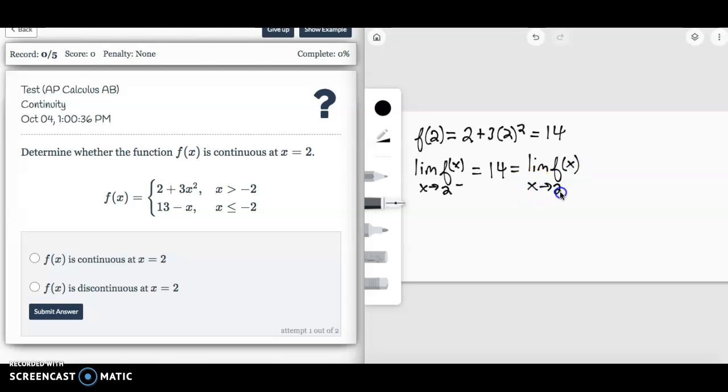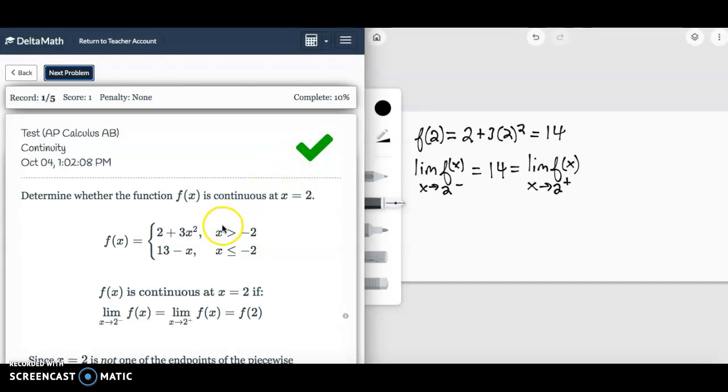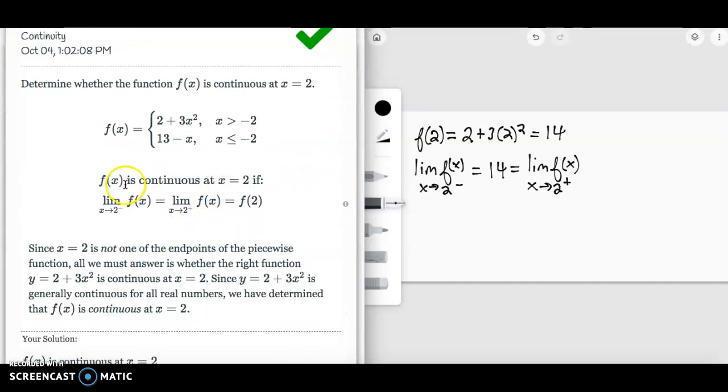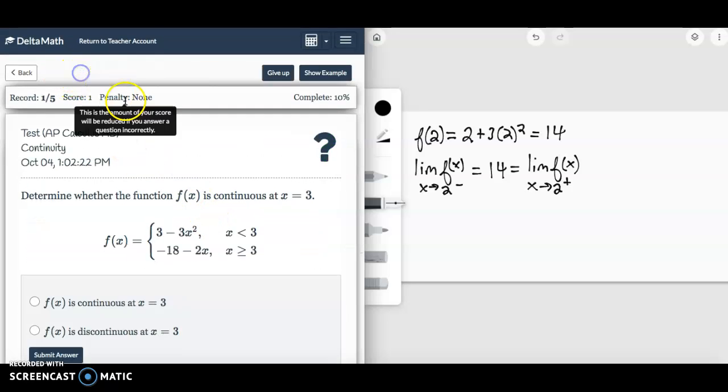And then because my general limit, which is 14, equals my function at 2, I would say f of x is continuous at 2. Hooray! And like I said, it talks about how it's not one of our breaking points, and so we tested the left-hand limit, the right-hand limit, and the actual function. All right, let's try one more.